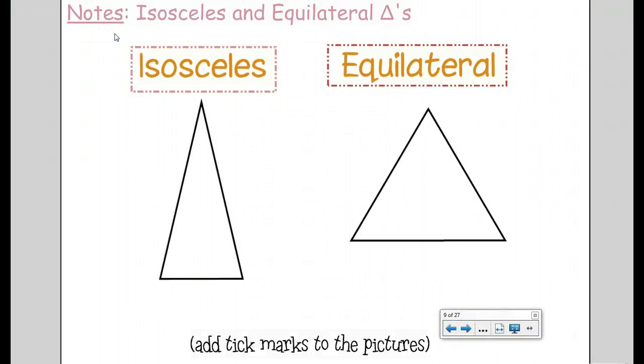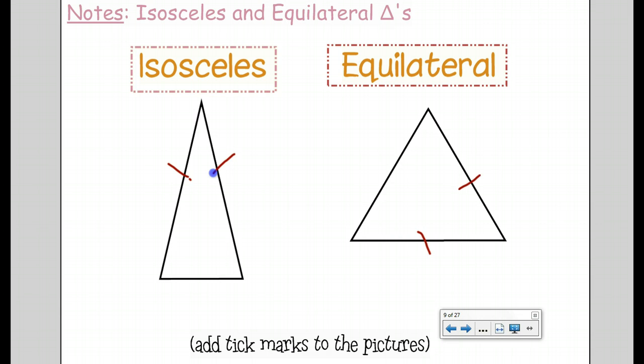All right. So look at your isosceles and your equilateral. Add tick marks to the pictures to show that they're isosceles and equilateral. Philip, go do it on the board. Add tick marks where the tick marks go on those 2. Go. Yeah, do both of them. What is lateral? Lateral means of a side. Equal sides, equilateral, equal sides, yep. Exactly.